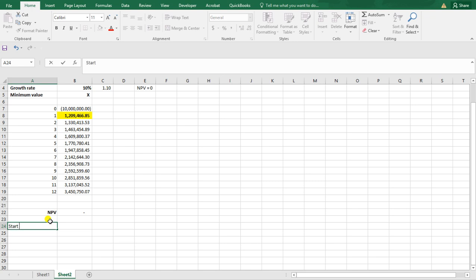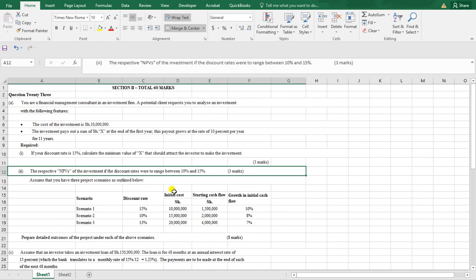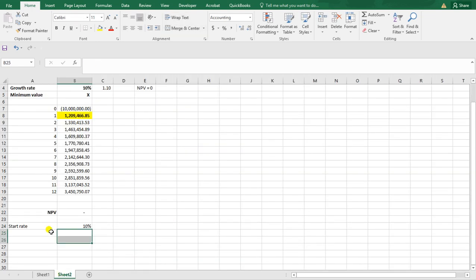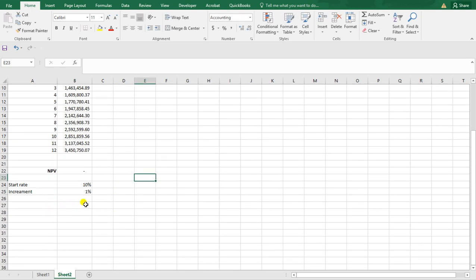I'll be having our start rate, which is 10%, because you're told that they should range between 10 to 15, right? So you should be having in between 11, 12, 13, 14, 15. So for the increment, we can take 1%, so that when we are preparing our data table, this is what we should be having, right?